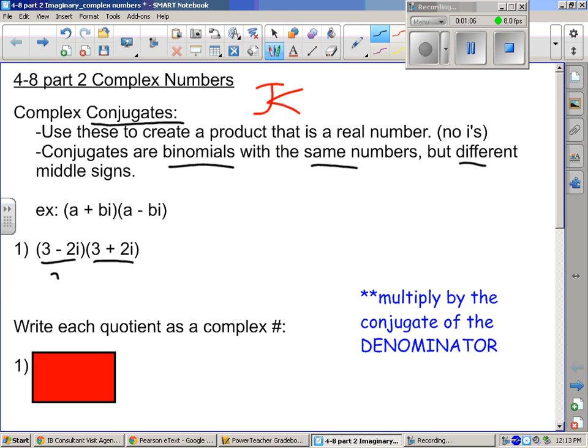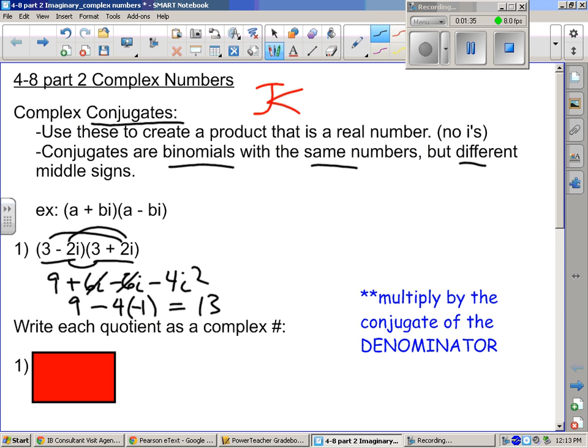So 3 times 3 is 9. Then we do the outside, that's 6i. Then we do the inside, that's negative 6i. Then we do the last, which is negative 4i squared. Putting those together, I have 9. These cancel out. Then I have minus 4, but what is i squared? It is negative 1. So negative, negative makes a positive, so this is actually 13. So let's see how that became a real number.